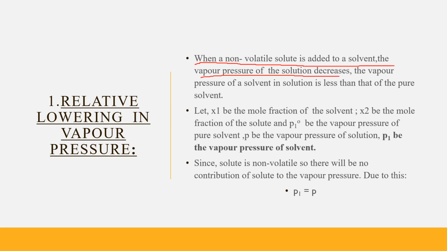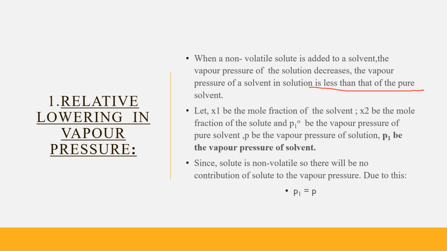Now the vapor pressure of the solvent in solution is also less than the pure solvent. इट मीन्स जो सॉल्वेंट अब सॉल्यूशन में प्रेजेंट है उसका वेपर प्रेशर लेस होगा देन डेट ऑफ द प्योर सॉल्वेंट. अगर हम प्योर सॉल्वेंट के वेपर प्रेशर और जो सॉल्वेंट सॉल्यूशन में प्रेजेंट था उसके वेपर प्रेशर को कंपेयर कर रहे हैं तो जो प्योर सॉल्वेंट का वेपर प्रेशर है वो विल बी हायर as compared to the vapor pressure of the solvent which is present in the solution.